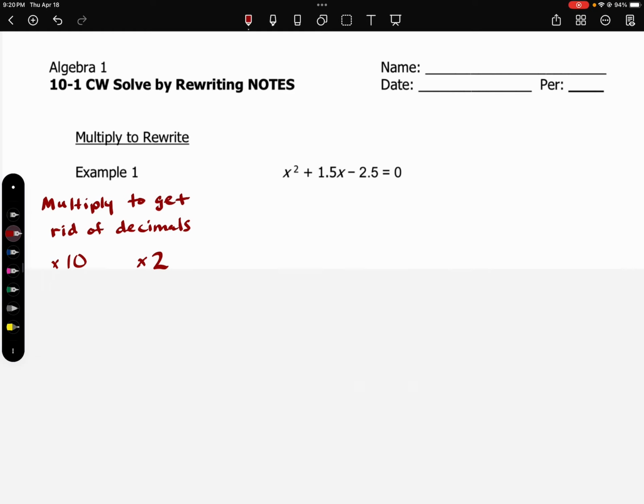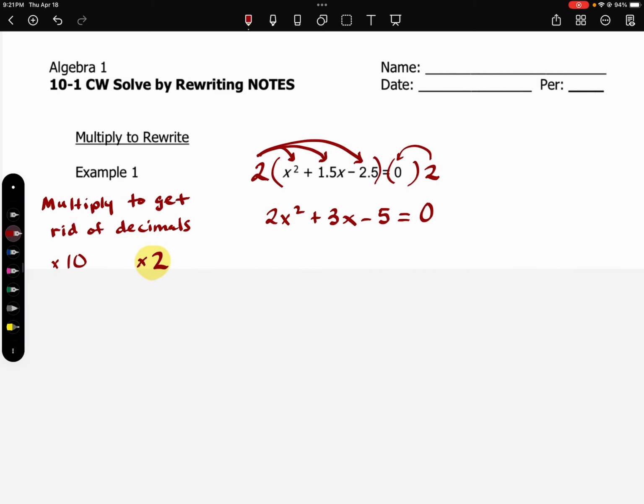Any even number would work here, but I think the easiest one for us to solve then would be if we use the times 2. But you can use the times 10. So let's multiply everything in the equation times 2. So 2 times x squared is 2x squared. 2 times 1.5x is going to be 3x, and then 2 times negative 2.5 is going to be negative 5. Don't forget the other side of the equation though. 2 times 0 is just going to give us 0.